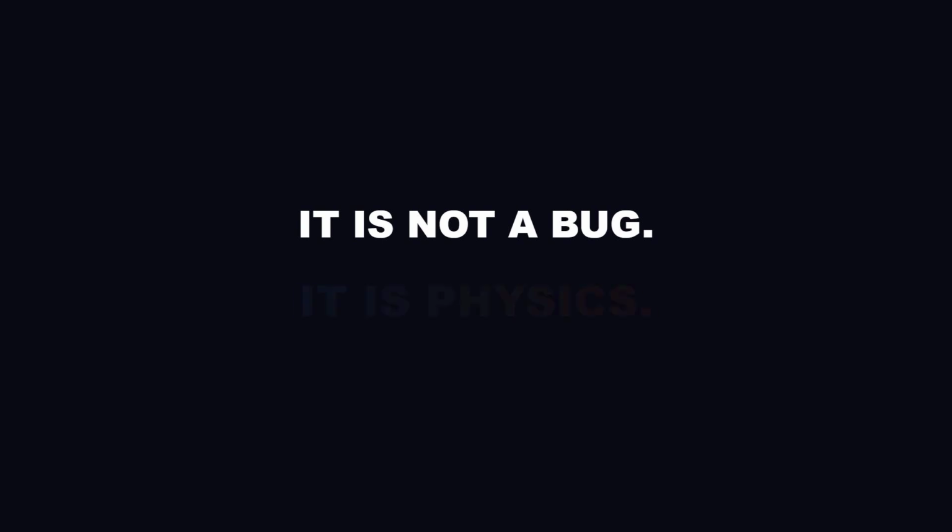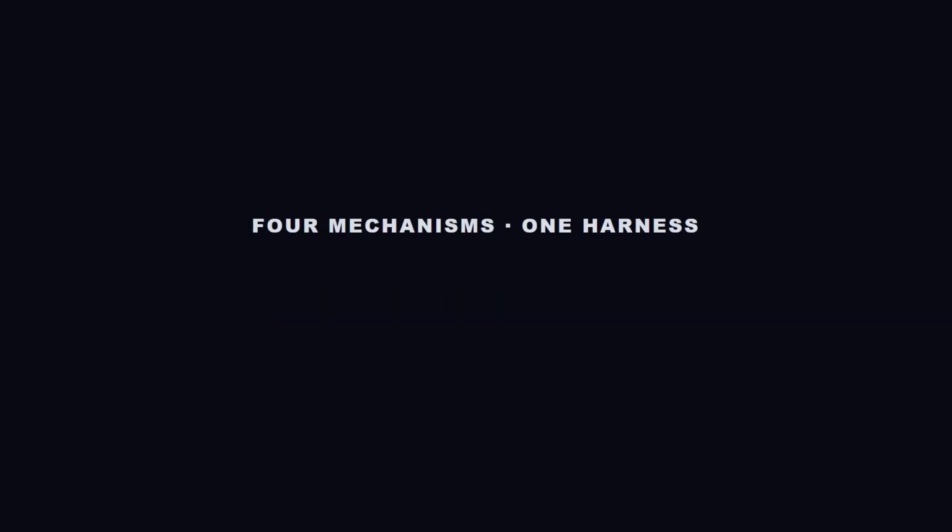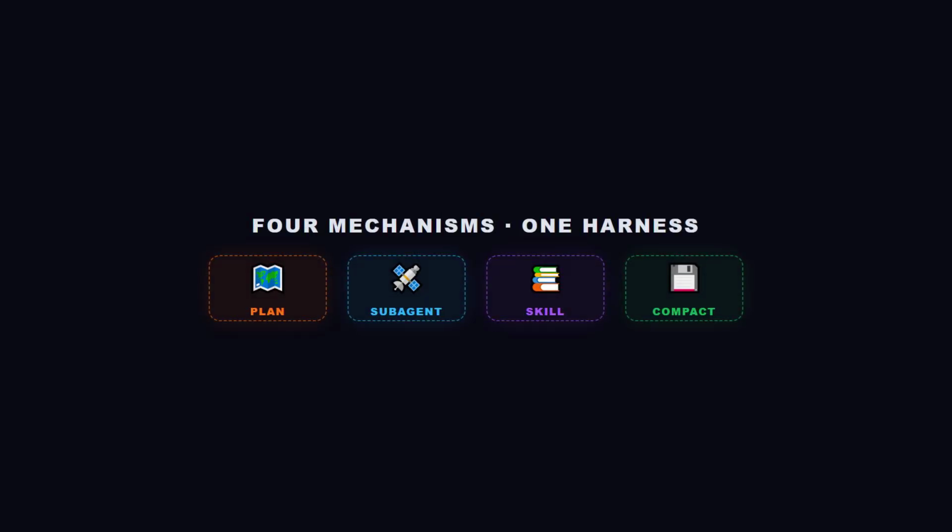The summary is decent, but details slip. Instructions get paraphrased, and that is the exact moment your agent starts contradicting itself. It is not a bug, it is physics. Your agent is not forgetting because it is broken. It is forgetting because the glass is full. So the real question is not how to stop it. The question is how to engineer around it.